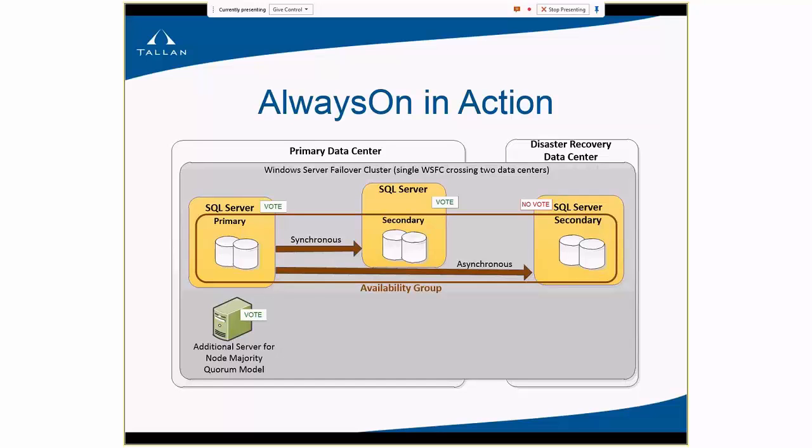We also have a synchronous commit and most likely an automatic failover between the two SQL servers in the primary data center. And then we have an asynchronous commit mode with that SQL server in the DR site. And again, that would have to be a forced manual failover. That would be your disaster recovery. That would be your true DR scenario. And if you had to go through that failover, there's a possibility for data loss.